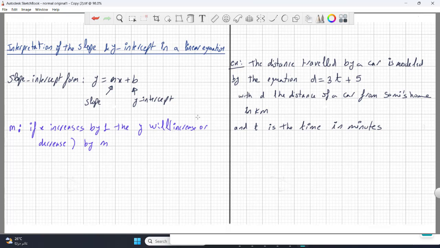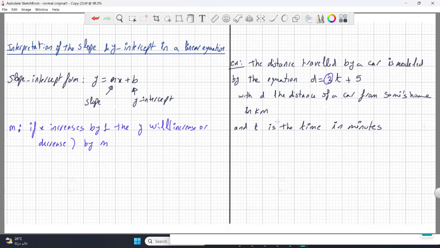How do you know if it's an increase or decrease? If m is positive, it will increase by m. If m is negative, it will decrease by m. For example, the distance traveled by a car is modeled by the equation d = 3t + 5. It's a linear equation. How can I tell? It's an equation of the first degree between two variables, where d is the distance of a car from Sammy's home. d represents the distance in kilometers and t is the time in minutes.